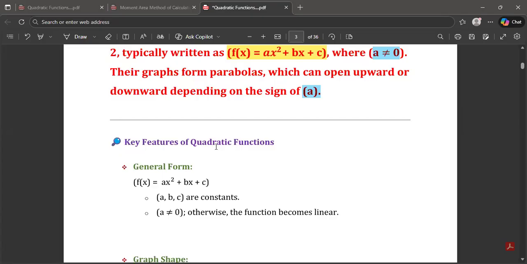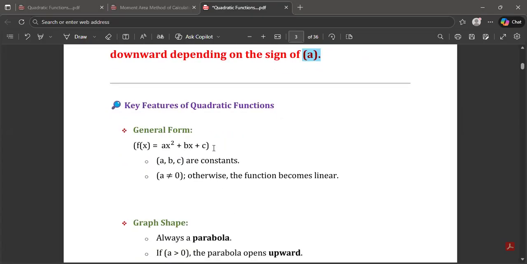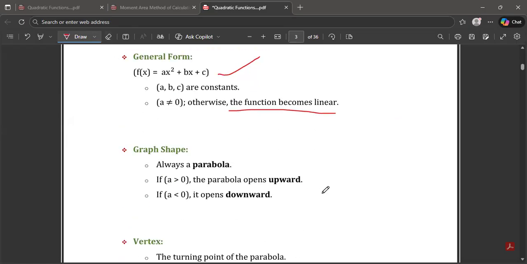The key features of a quadratic function, just have a look. This is the general form of a quadratic function, in the form of ax squared plus bx plus c. Can you see where the c is? The c in that example was just negative 1 over 6. Also, I told you that you should always make sure that a is never equal to 0, otherwise the function is going to become linear.